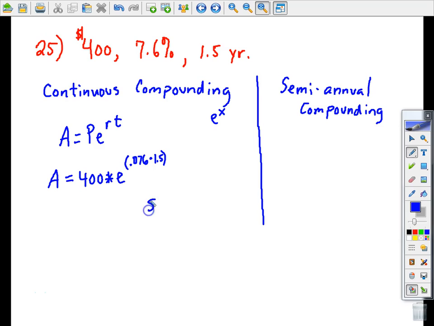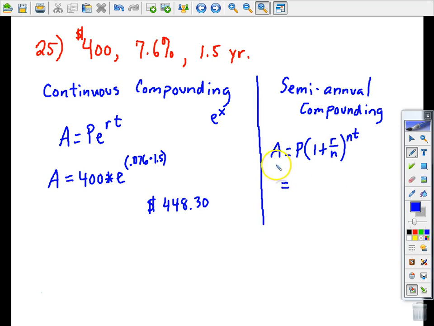All right, and so we always round these interest problems to the nearest penny, and so you should get $448.30 for the continuous compounding. Well, I ask you to do something extra, and that is take these same numbers, but instead of doing continuous compounding, what would it look like with semi-annual compounding? So for this more traditional way of compounding, we're going to rely on this formula.